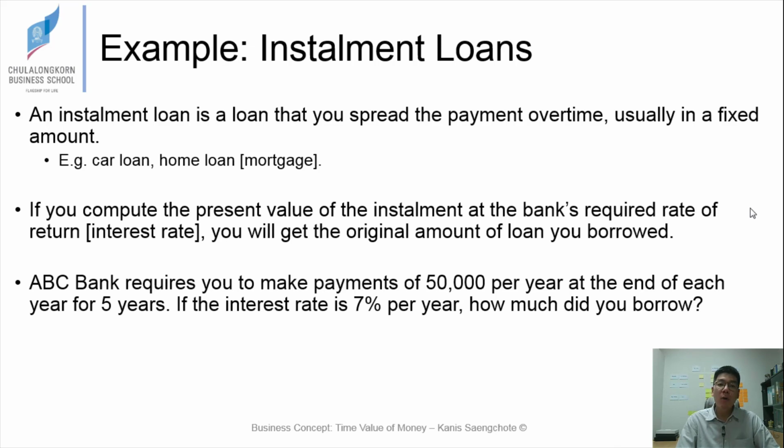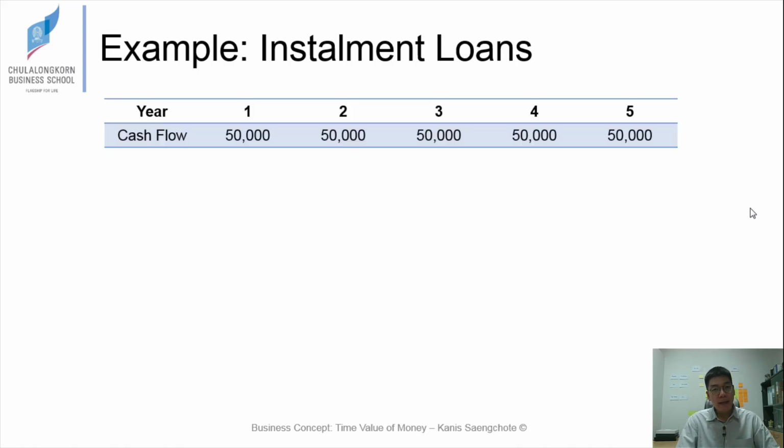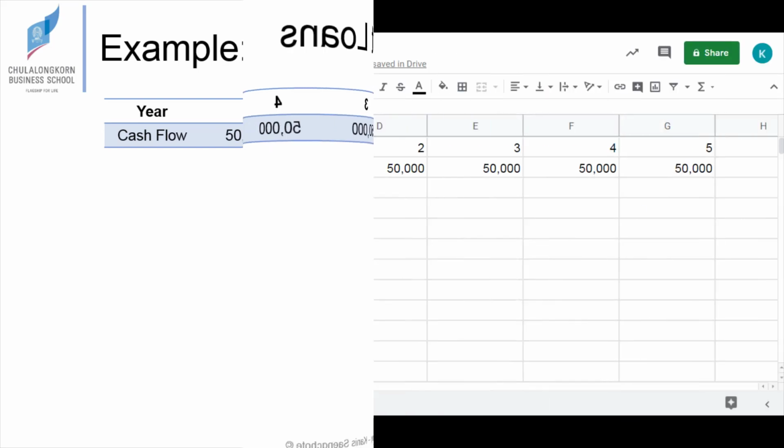Suppose ABC Bank wants you to make a repayment of 50,000 baht per year, at the end of each year, for 5 years. And the interest rate that they want is 7% per year. The question is, how much did you borrow? The cash flow looks like this. You pay them 50,000 baht each year for 5 years. So if we calculate the present value of each of these pieces, we should get back the original amount that we owe the bank. So let's go over the spreadsheet and do this calculation together.